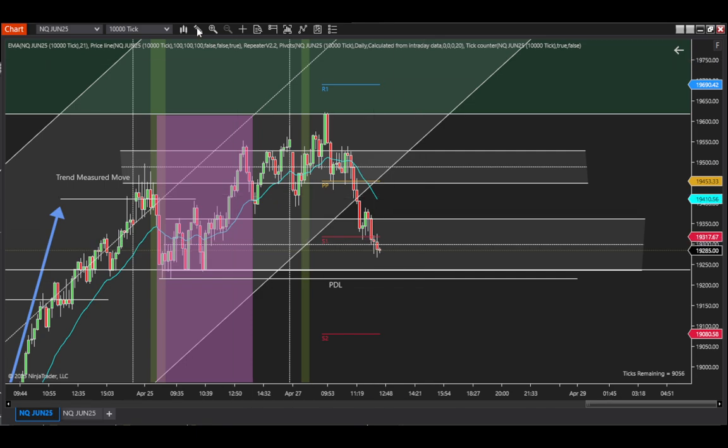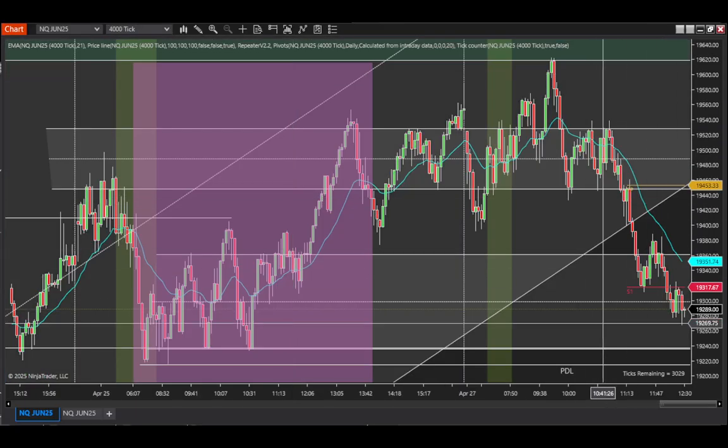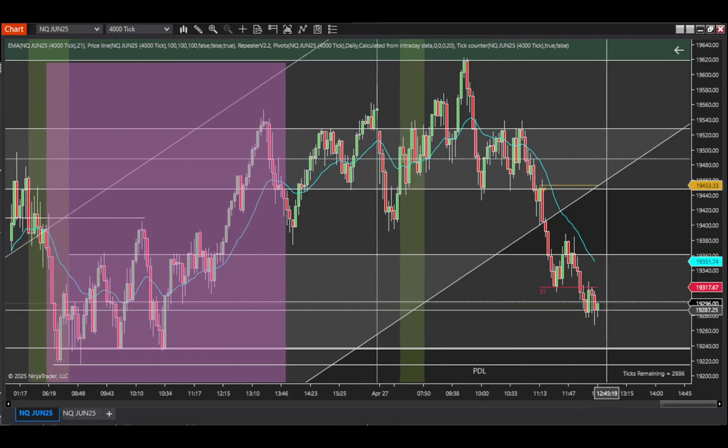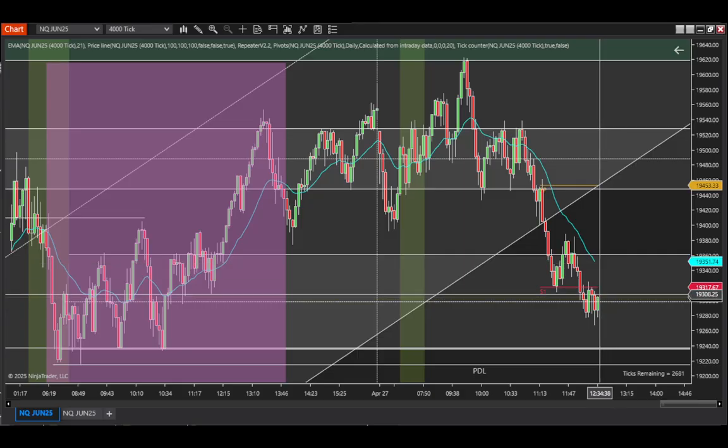Look at our EMA on the 10,000 tick. It's way up there. Let's go to our 4,000 tick. Where's our EMA? EMA is at the high of the range, so kind of hard to be short in this far away from the EMA, right? Kind of hard to be short in this far away from the EMA.